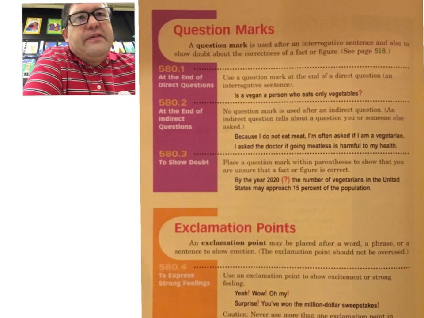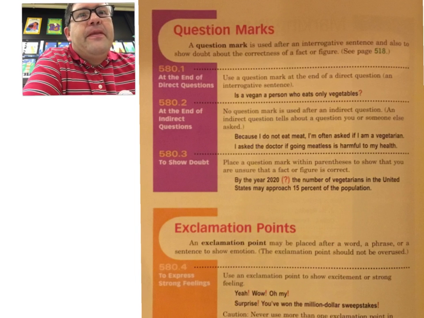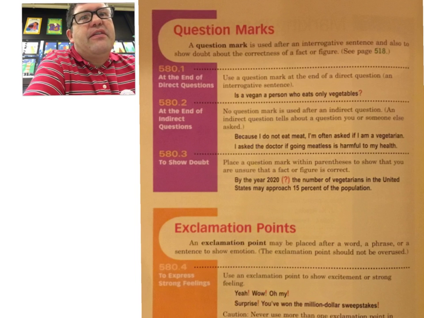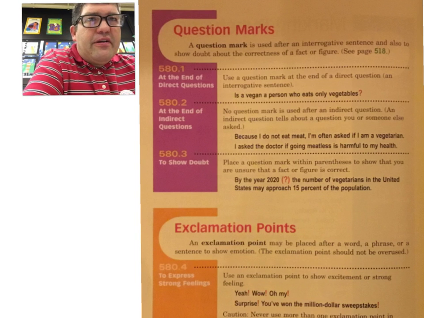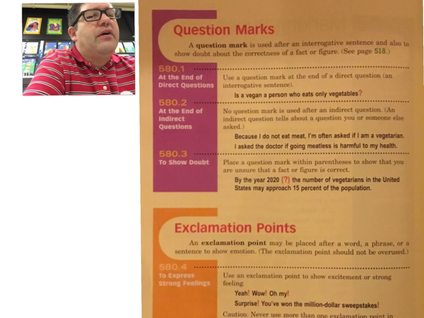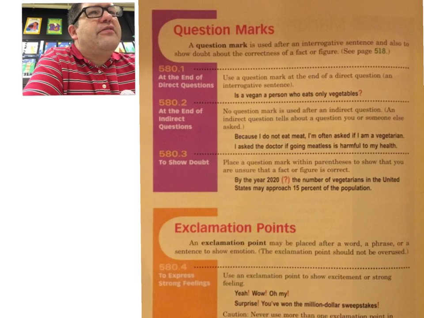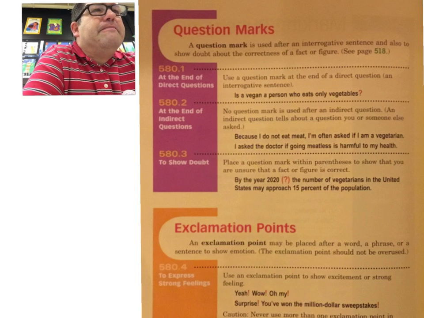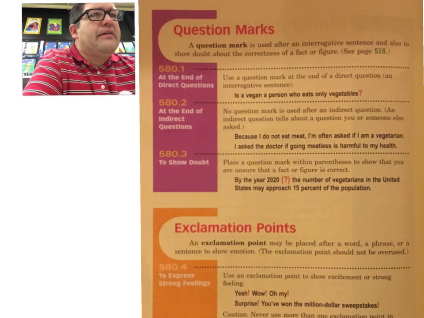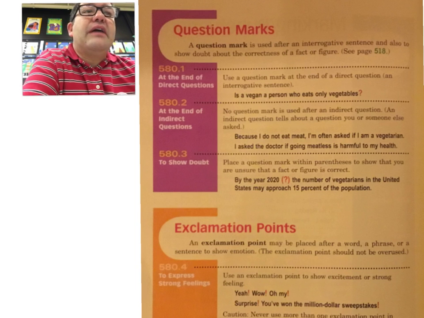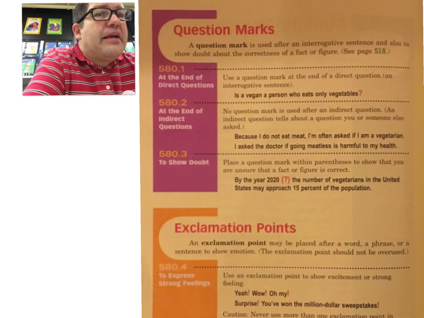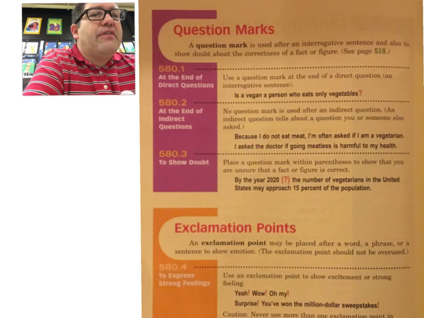All right, so on that previous page, we did all end marks with periods. But we know that at the end of a sentence, end of a thought, can have other end marks. It can have a question mark or an exclamation point. So let's talk about those two things. Question mark. A question mark is used after an interrogative sentence. Interrogative is just saying that you're asking a question. It's also used to show doubt about the correctness of a fact or figure.